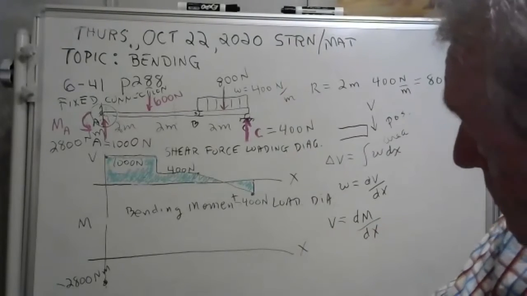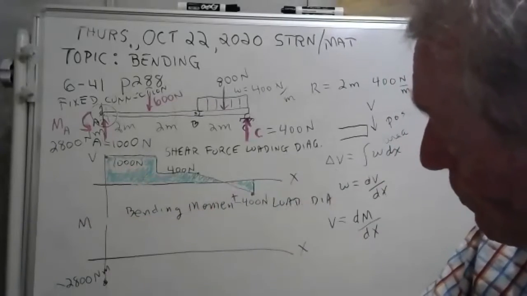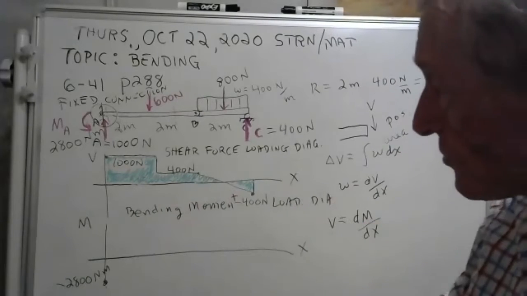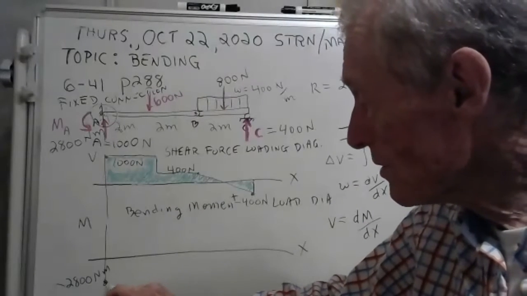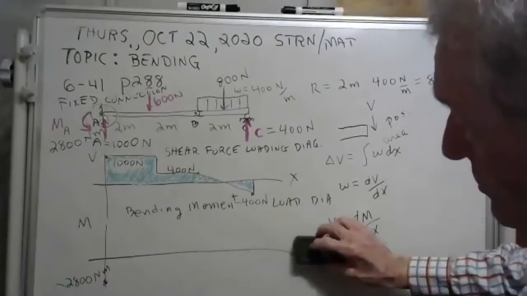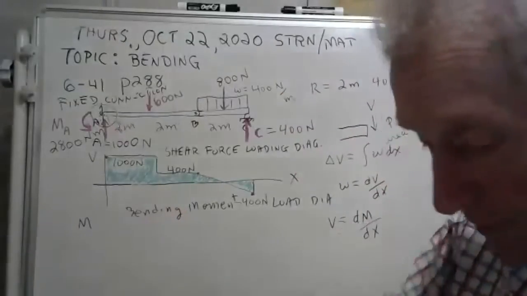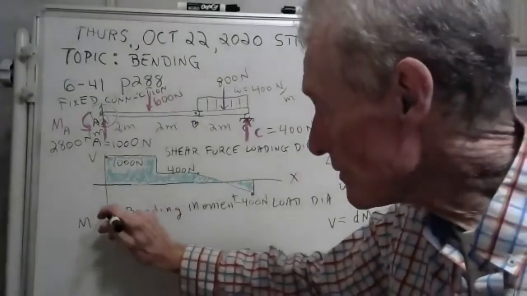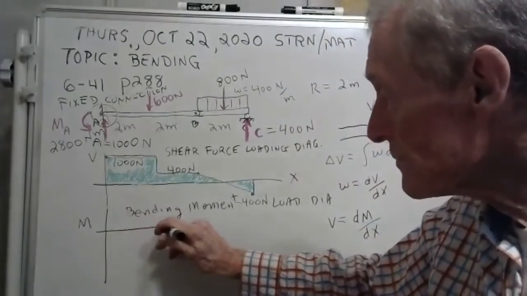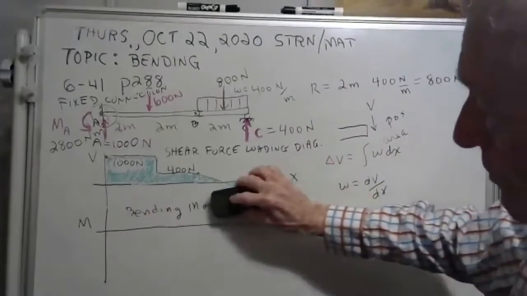The shear is 1,000. That's positive. So that means the slope. Derivative means slope. That means the slope is positive. So we're coming up here. Tell you what. Let me fudge this a little bit. I kind of edged myself out of any room there. And I need the room.